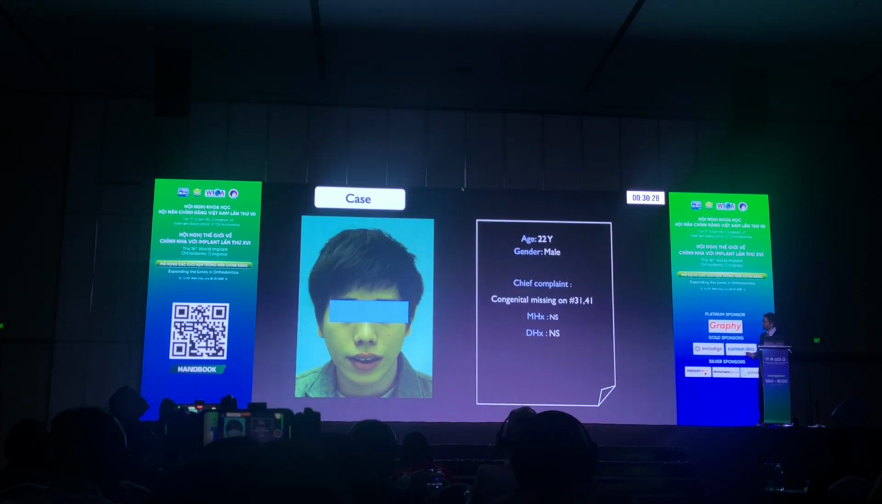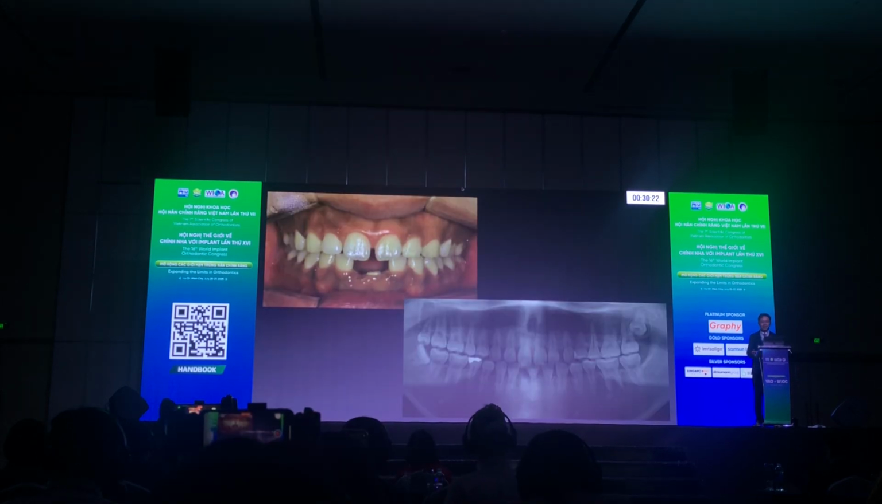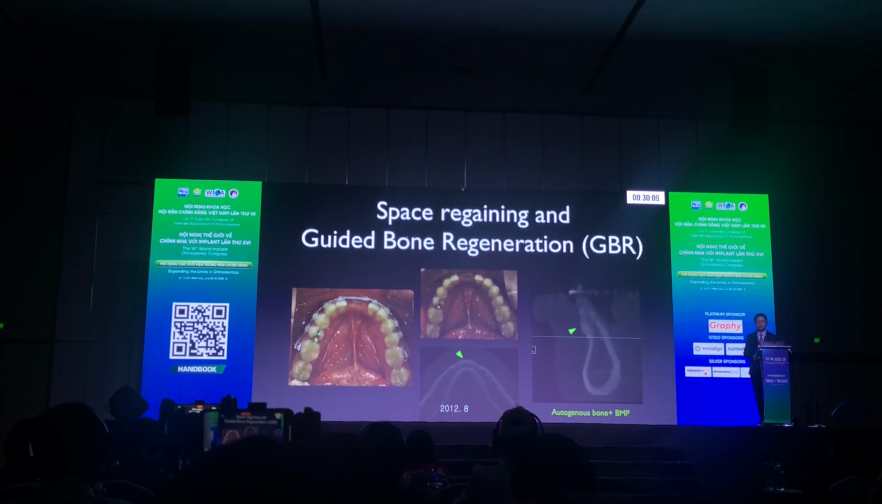How about this patient, a 22-year-old? He had two missing teeth on the mandible. You cannot make a single cantilever bridge here. You have to place dental implants. How can you make a great outcome? In this case, you need some special consideration in the periodontal surgery.